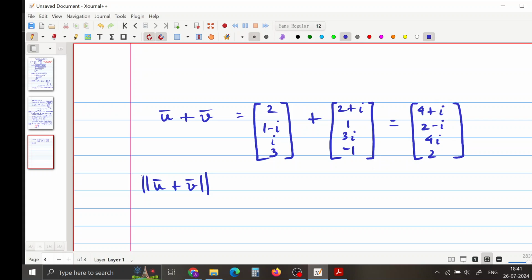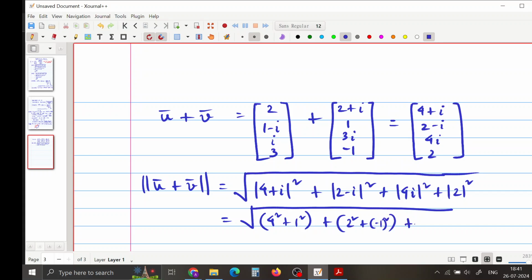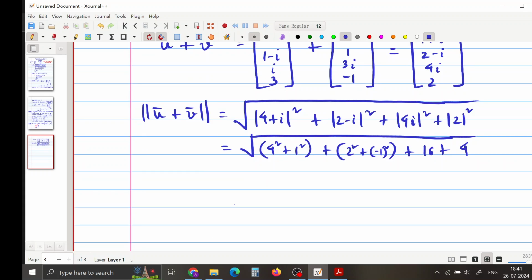So again, using the norm formula, the magnitude square of this, magnitude square of this, magnitude square of this, and lastly this. I'm just writing the intermediate steps for clarity. So this is 16 and 4, I think. So you'll get I think 42, and the norm is 6.48.